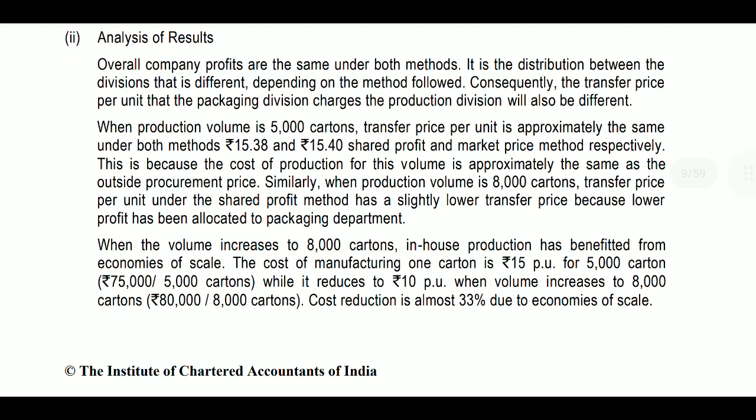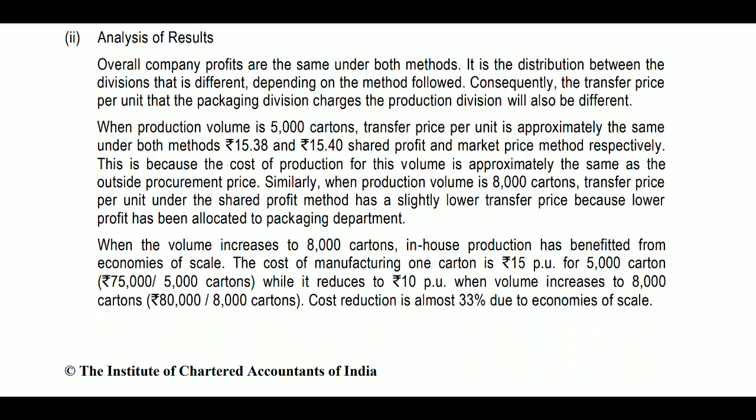Here, where the production volume is 5,000 cartoons, the transfer price per unit is approximately the same, because under both methods, the share profit method and the market price method, it is 15.38 and 15.40 respectively. The reason is that the volume is approximately the same as the outside procurement prices.